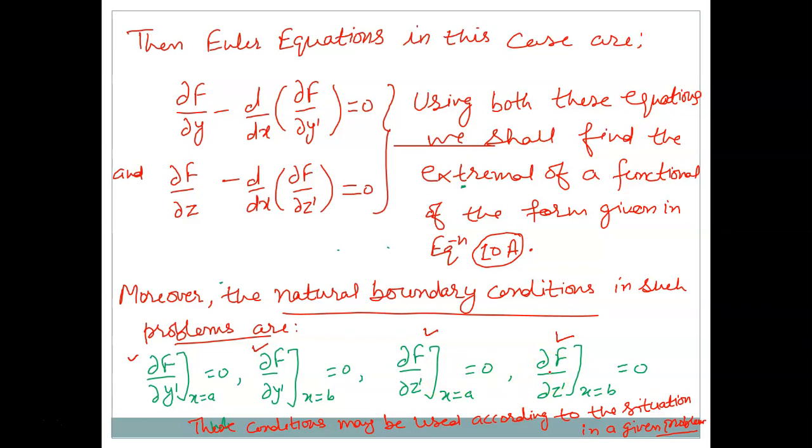Depending upon the problem, if all the four boundary conditions are not given, we will apply all the four. If you are given that y at a equals something, you will not apply this condition, and the rest of the three will be applied. If you are given y at a and y at b, then you will not apply these two. In the same manner, depending on the situation in the problem, you can apply these boundary conditions.